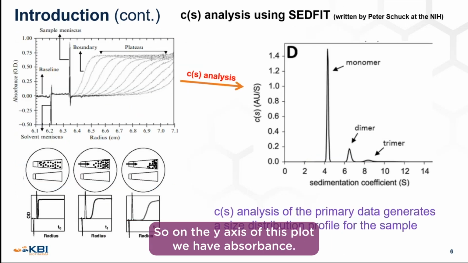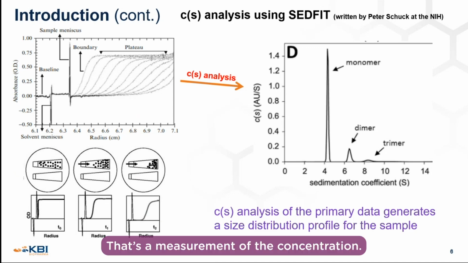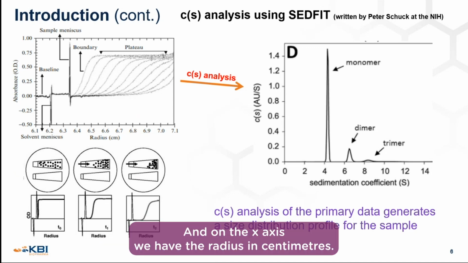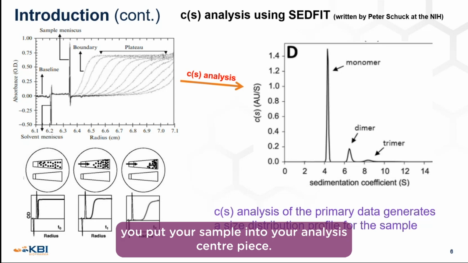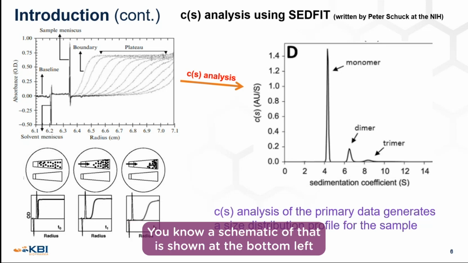The kind of data that you might get from one of these experiments is shown here in the upper left. On the y-axis of this plot, we have absorbance, which of course is a measure of the concentration. On the x-axis, we have the radius in centimeters, which is the actual distance from the center of rotation of the rotor. For an experiment like this, you put your sample into your analysis centerpiece. The analysis schematic of that is shown on the bottom left.